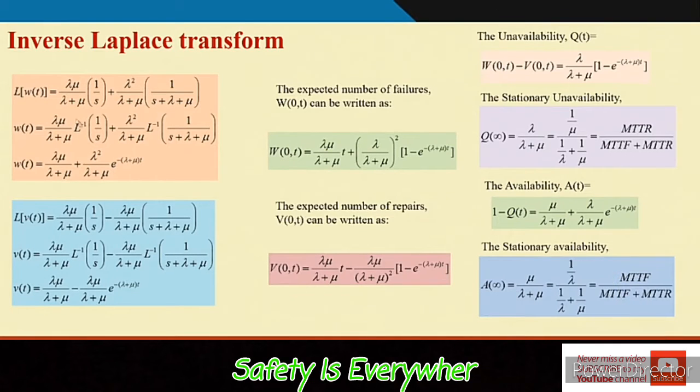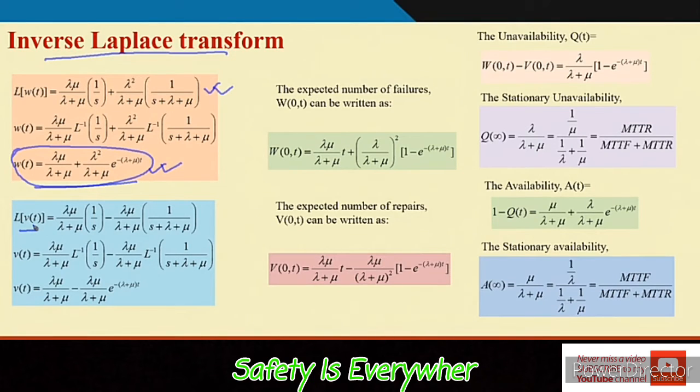Now, you are doing the inverse. This one we have seen in the last slide. Now, we take the Laplace inverse, we will be getting this. L inverse of 1 by s is 1, and L inverse of 1 by s plus lambda plus mu is e to the power minus lambda plus mu t. So, this is the fundamental equation for us. Similarly, for V t.